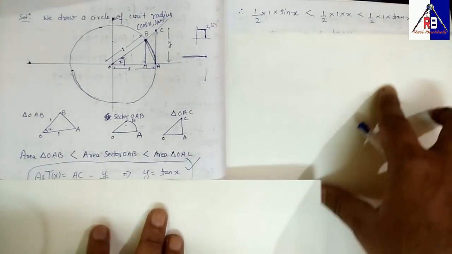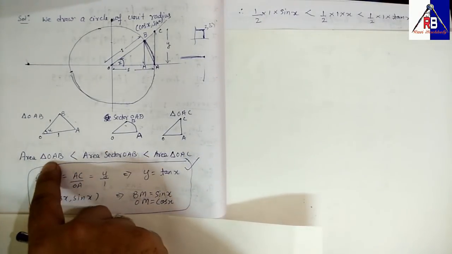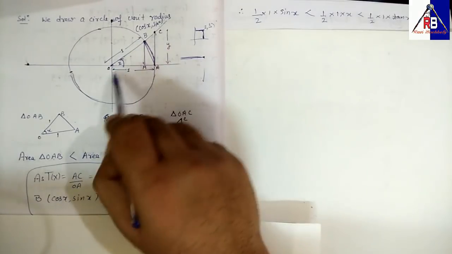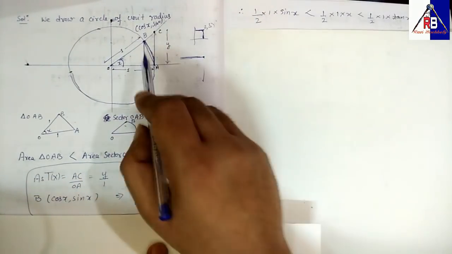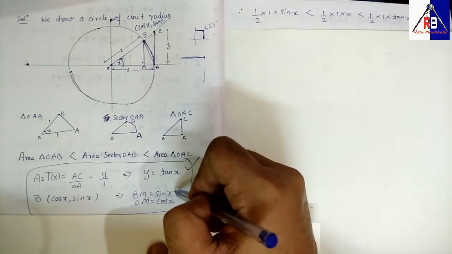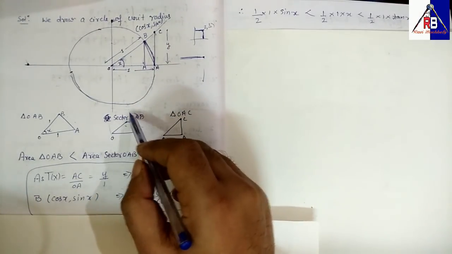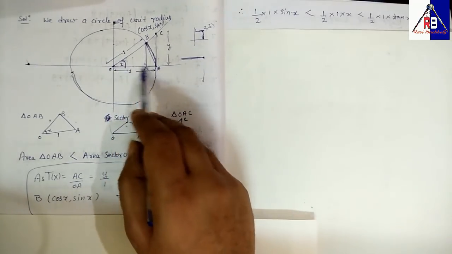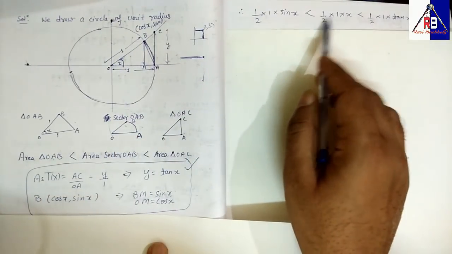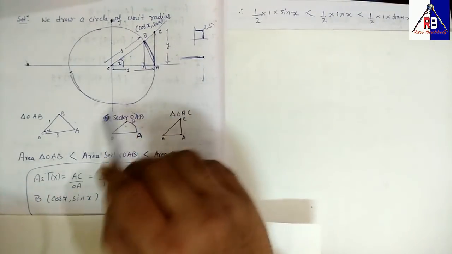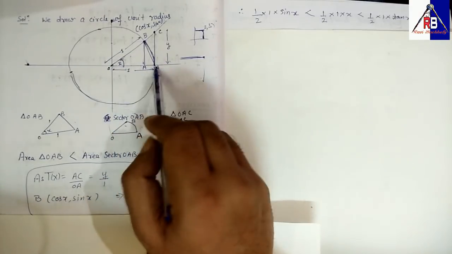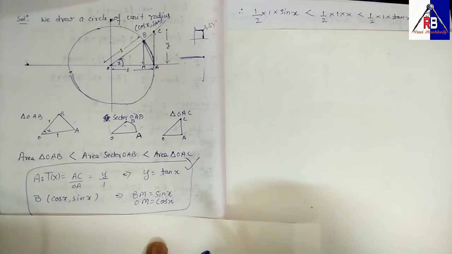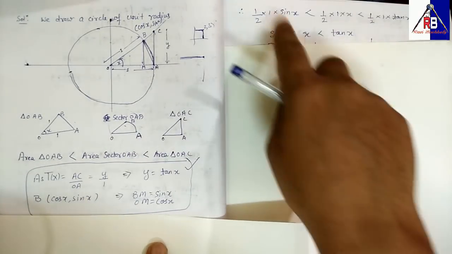Okay, now area of the triangle OAB. Triangle OAB means this triangle OAB. Area is half into base is 1, and height is sin x. Area of sector is half into radius into angle. Area of sector. And area of this right angle triangle is half into base into height. So half into 1 into y, and y is equal to tan x. Fine. Cancelling out 2 at the denominator.